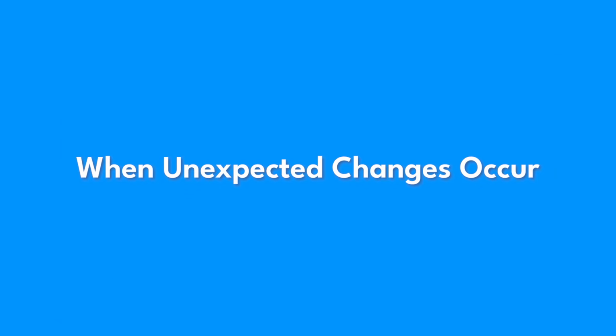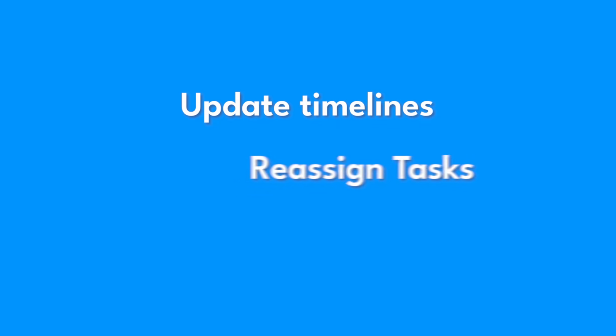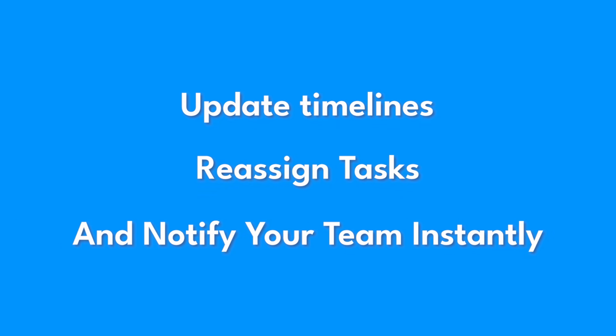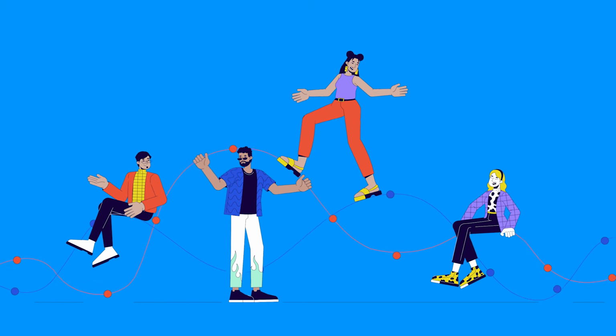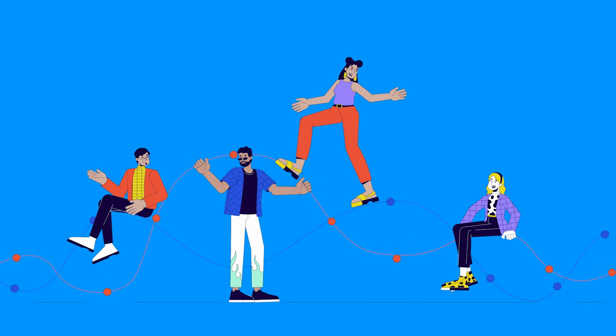When unexpected changes occur, tools like Google Sheets and Calendar make adjustments easy. Update timelines, reassign tasks, and notify your team instantly. Staying flexible ensures your project stays on course, even when challenges arise.